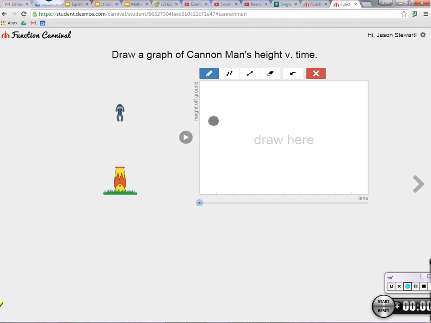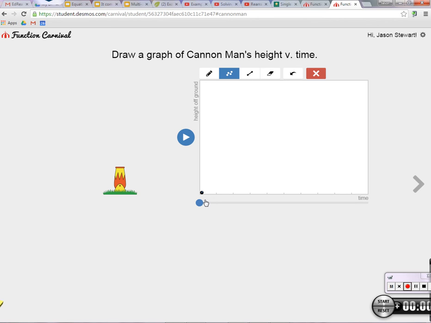Okay. You see, as I move the dot in the graph, he's up and down. So at the very beginning, where is he? What is his height at the very beginning? 0. It's at the very bottom. Here, I can make little points. There we go. Okay. And then what happens after that? He goes up.